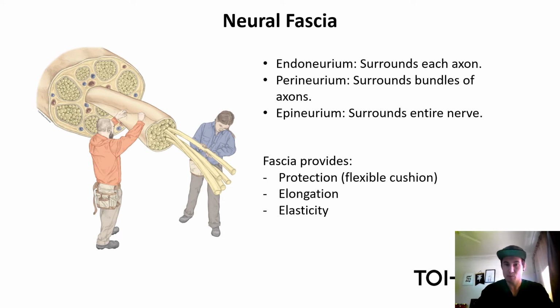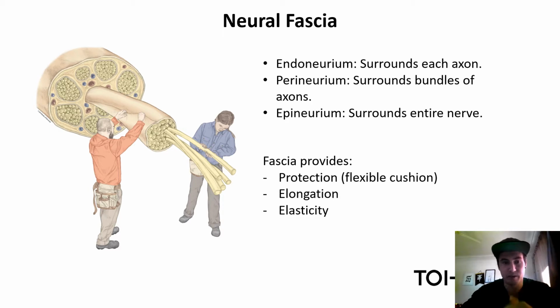Just like our muscle tissue, we have neural fascia or connective tissue which surrounds the different neurons to build our nervous system. And you'll see that the terms are very similar. Endoneurium, which surrounds an axon, that's the deepest layer of neural fascia. Just like endomysium, which is the deepest layer of muscle fascia. Then we have the perineurium, which surrounds bundles of axons, just like we have perimysium, which surrounds a bundle of muscle fibers. And then at the most superficial level, we have the epineurium, which surrounds an entire nerve, just like we have the epimysium, which surrounds an entire muscle.